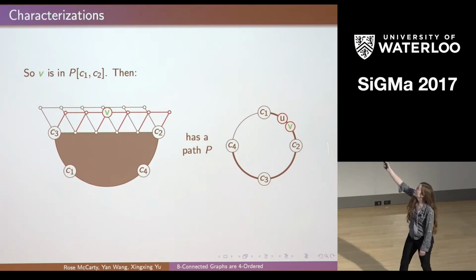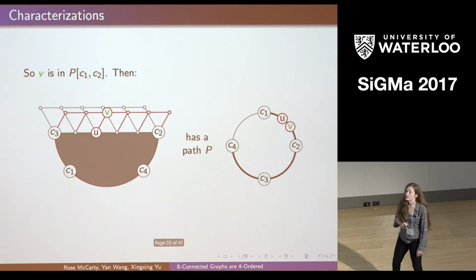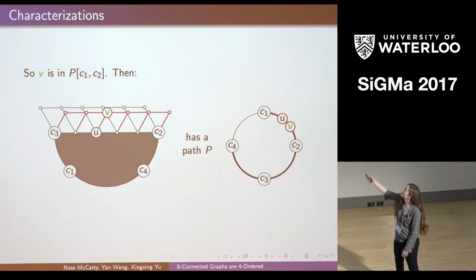And now we're going to let U be the vertex immediately before V. Note that U can't be this vertex because we chose V to be closest to C1 so that it was not in the planar part. And likewise, U can't be this vertex. So in fact, U is that vertex.